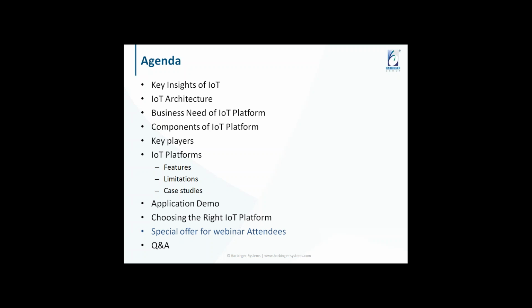Let's begin with the agenda. We are going to cover key insights of IoT. Then we will get deeper into IoT architecture and the business needs of an IoT platform. Then we will get into more details on the components involved within the IoT platform. Then we will list some key players and talk briefly about them. And then, on some of the IoT platforms, we will discuss detailed features, limitations, and also show you some case studies which we have developed at Harbinger Systems. We will also show you one demo, and at the conclusion, we will give you some tips on choosing the right platform for your business idea.